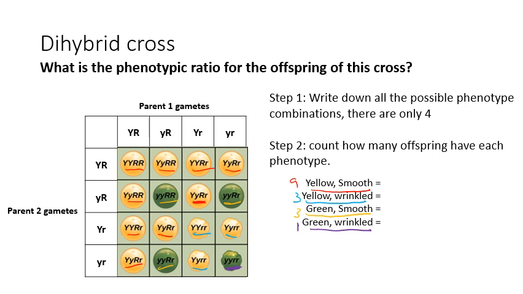Okay, so that actually leads us to having that 9 to 3 to 3 to 1 ratio. A little bit different to what we've seen in our monohybrid crosses before, but it means that if we are crossing two heterozygous individuals in a dihybrid cross, we can predict that the phenotypic ratios for their offspring are always going to be 9 to 3 to 3 to 1. There we go. So a phenotypic ratio of 9 to 3 to 3 to 1.